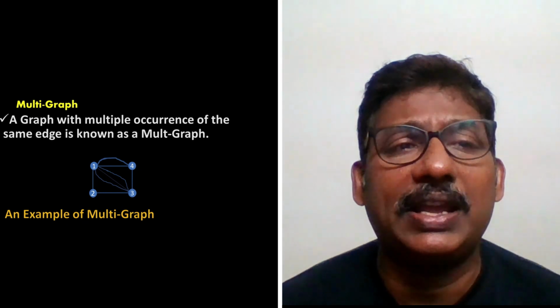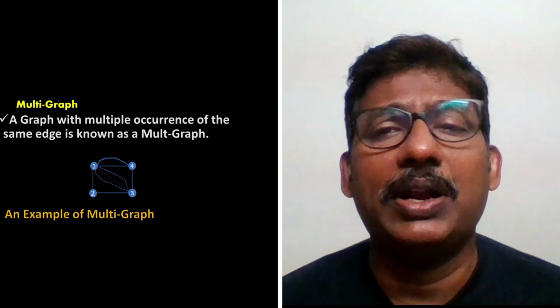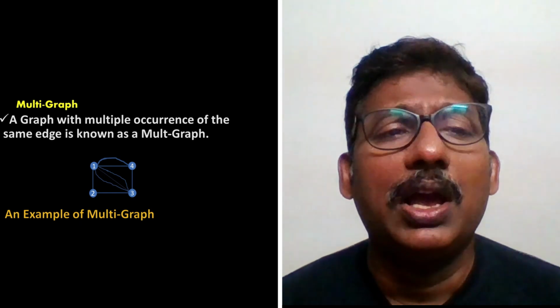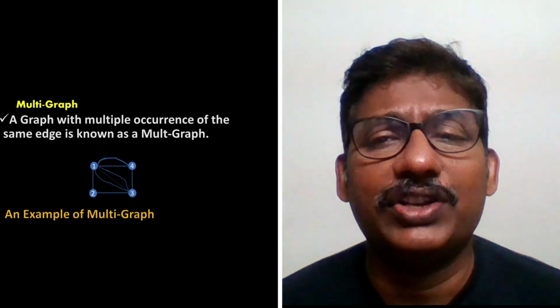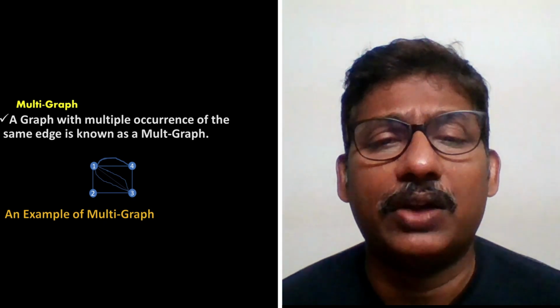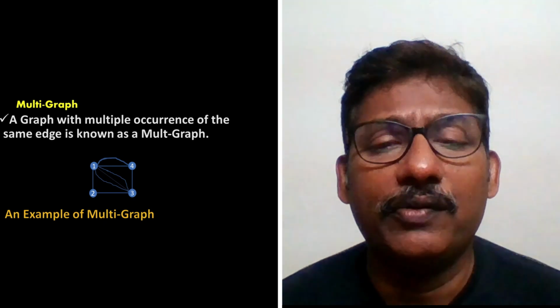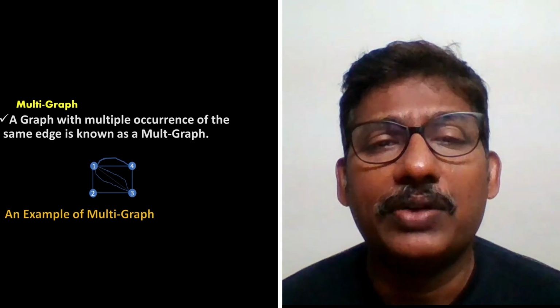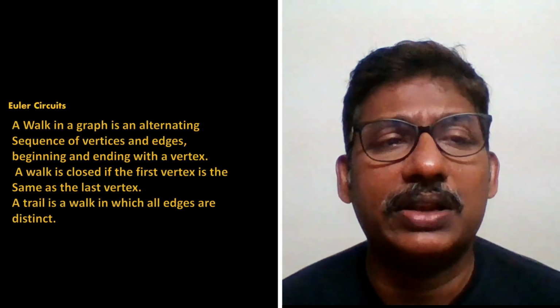Then we come to the multigraph. A graph with multiple occurrences of the same edge is known as a multigraph. See, between vertices 1 and 2, and 1 and 3, we have so many edges. Then we come to the Euler circuit.